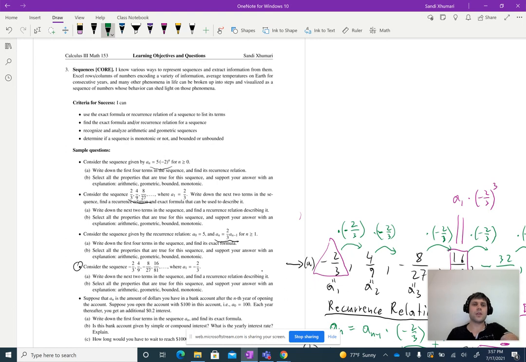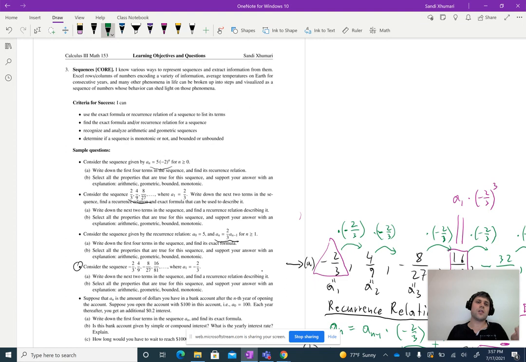So that's the second bullet. I can find the exact formula and or recurrence relation of a sequence. The third bullet there says I can recognize and analyze arithmetic and geometric sequences. So the main focus here will be on arithmetic and geometric sequences. Otherwise, there are so many sequences out there, and I can create some pattern that it's going to be very hard for you to figure out what's the next term of the sequence or what the pattern is. So this could be very hard, but we're mostly going to focus on these two types of sequences.